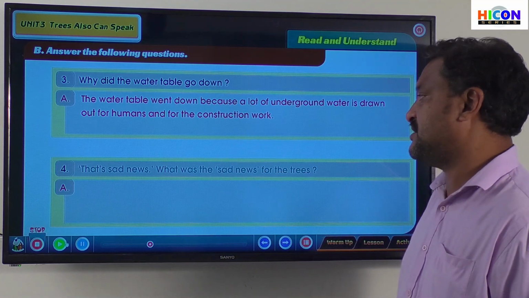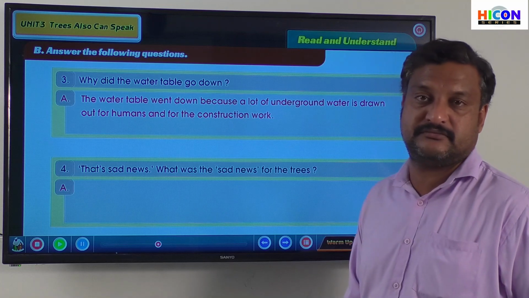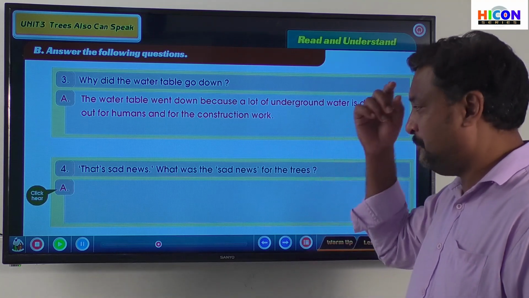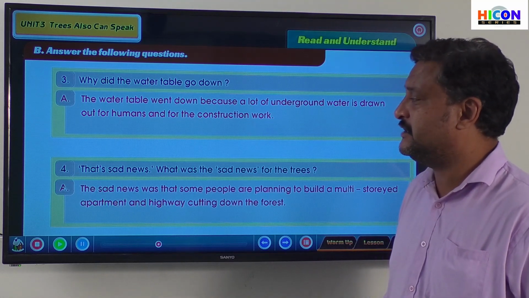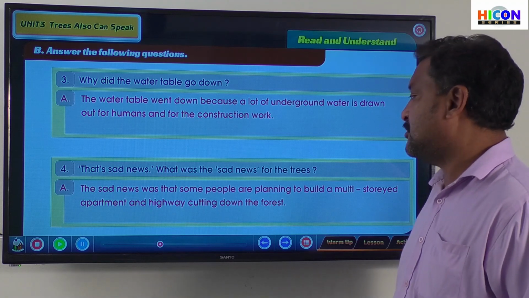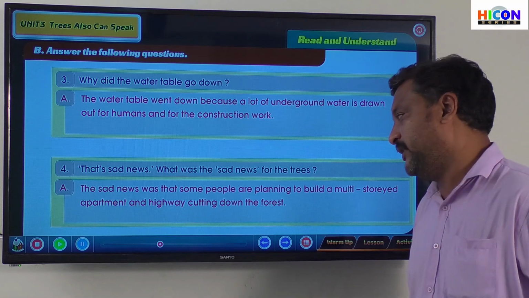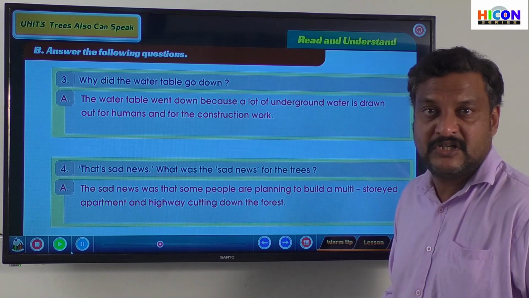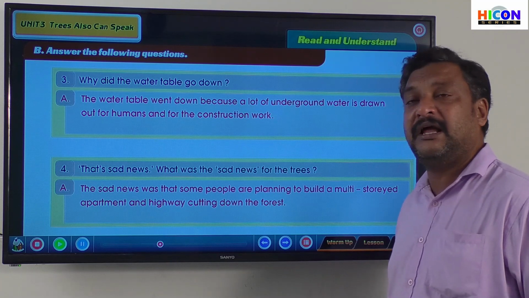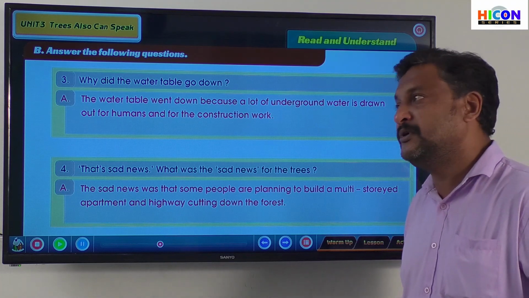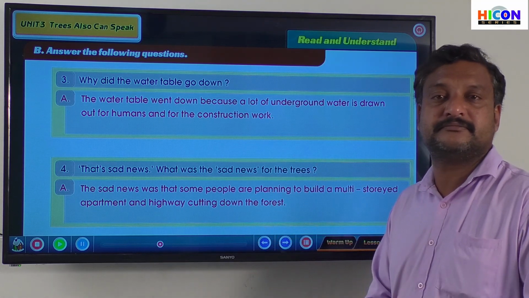Right? Now the next question. That's a sad news. What was the sad news for the trees? So as they were discussing there, something happened. They came across some news, and that was sad news. So what was that? The sad news was that some people are planning to build a multi-storied apartment and a highway, cutting down the forest. So the birds and the butterflies, they brought the news. And what was the news? Some people are planning to cut the forest down and build a multi-storied apartment and a highway through the forest.